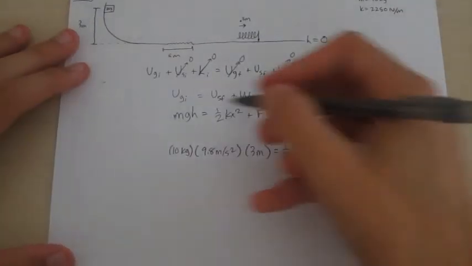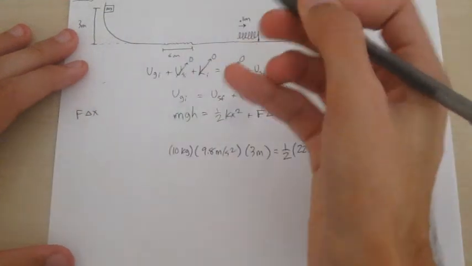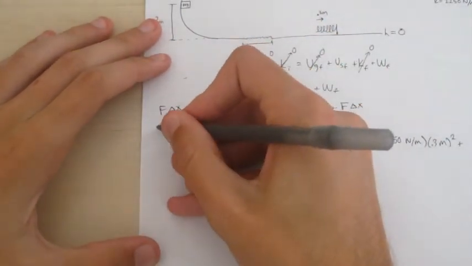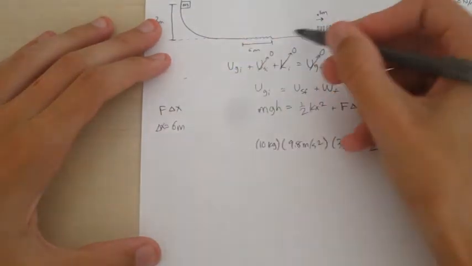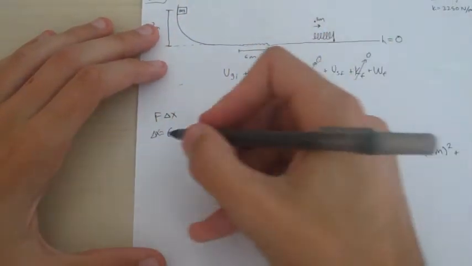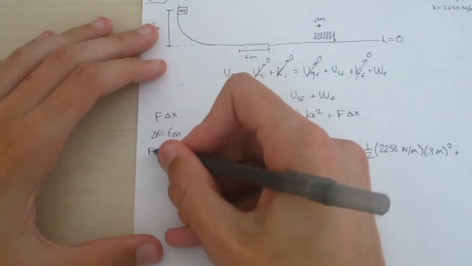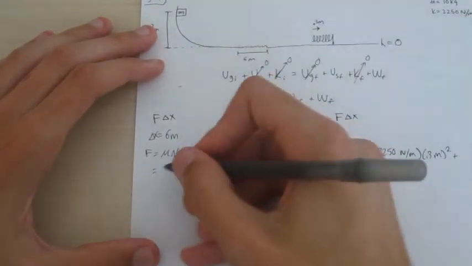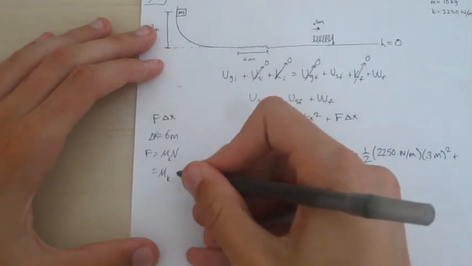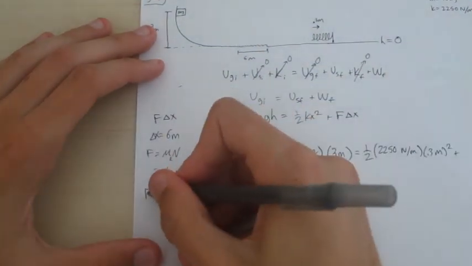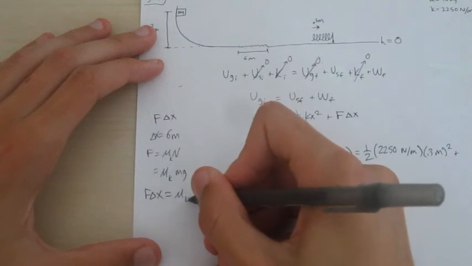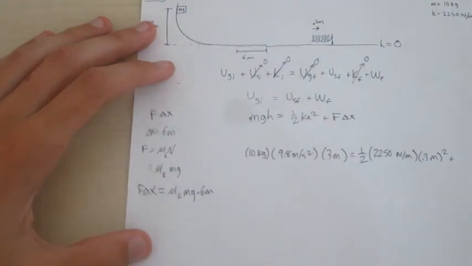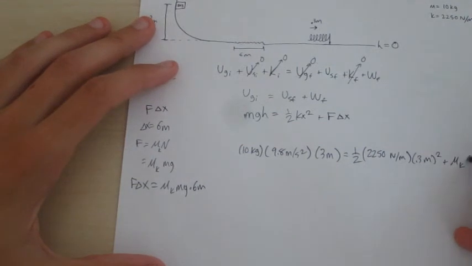Right. And so to find the work that friction does, we have force times delta x. Delta x we know is 6 meters because this is how long it's moving with the friction or against the friction. The force of friction we know is mu times normal, and since it's not moving in the y direction over here, we end up with mu kinetic times mg. So overall, F delta x equals mu kinetic mg times 6 meters. So if we just put that over here, mu kinetic, 10 kilograms, 9.8 meters per second squared, 6 meters.